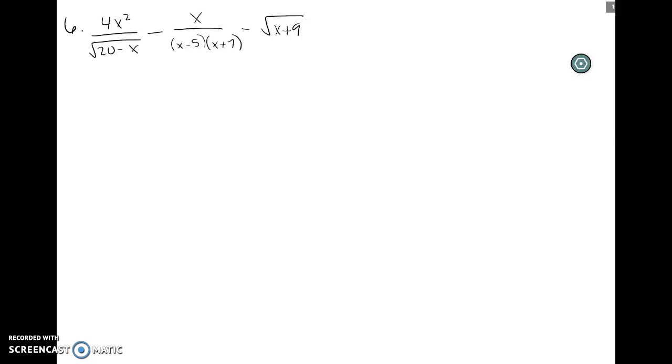Okay, this is number 6 in the domain worksheet. I actually looked at my answer key that I put up there and it was wrong. So this is the correct number 6 from that worksheet.